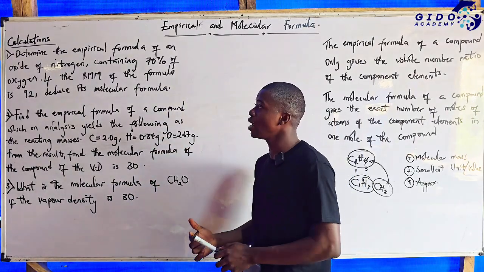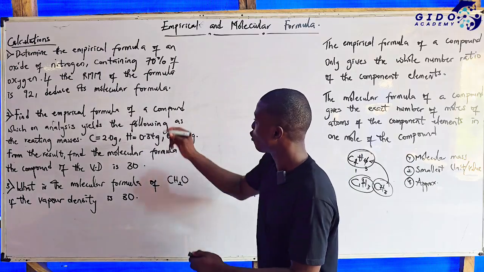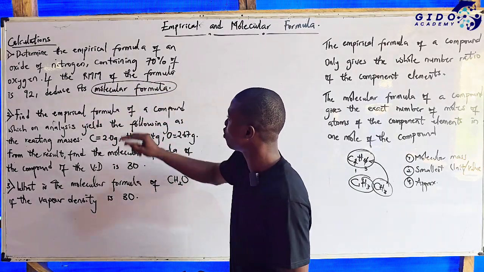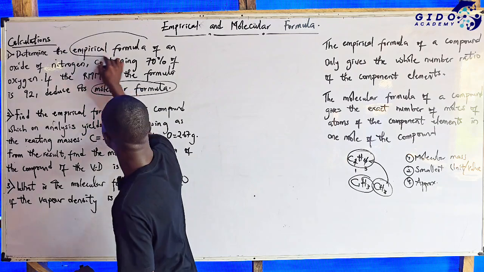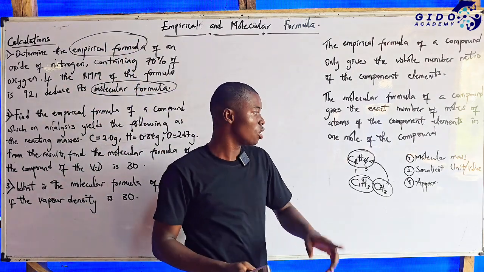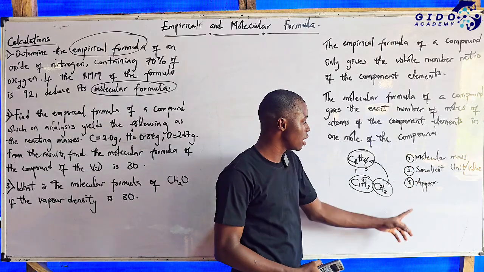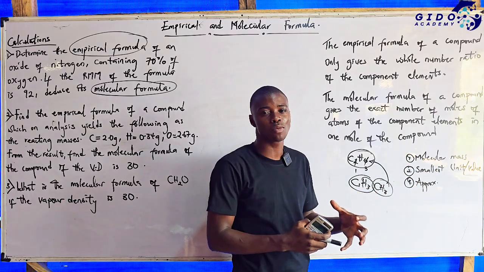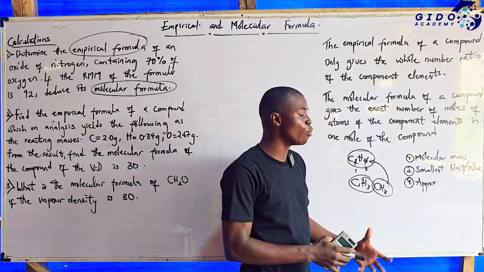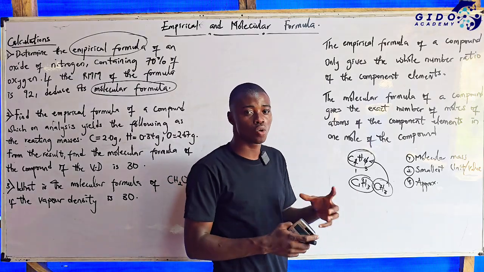But before you can calculate the molecular formula, there is need for you to know the empirical formula of the compound. And there are some things you need to know: the molecular mass of the constituent elements, the smallest value of those elements, and then you must approximate the smallest value to a whole number.